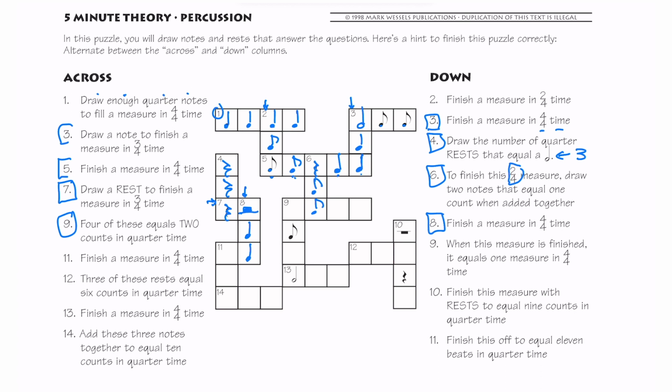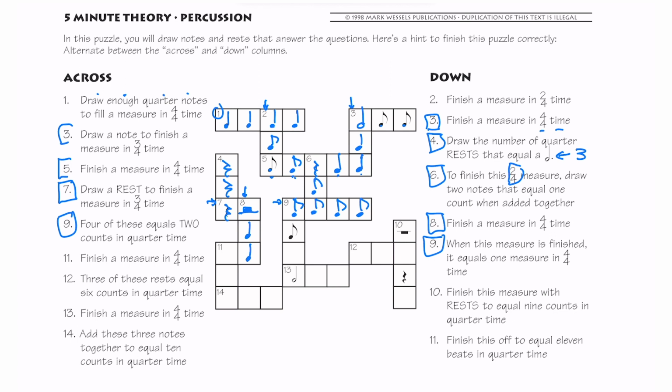9 across. 4 of these equal 2 counts in quarter time. So I've got 2 counts, but I need 4 notes. If I think backwards, there's an 1/8 note in number 9. So I would probably need another, but I need 4 notes to equal 2 counts. So 4 eighth notes.